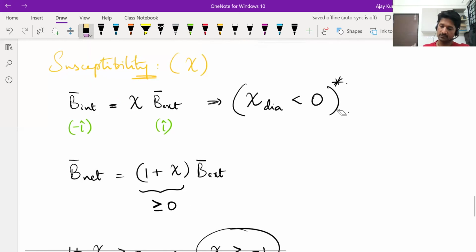Why can it not be less than -1? If susceptibility is less than -1, the net field will be opposite to the external field. That never happens. So it has to be between 0 and -1. Now you all tell me from this equation, if susceptibility is -1, how much is the net field?